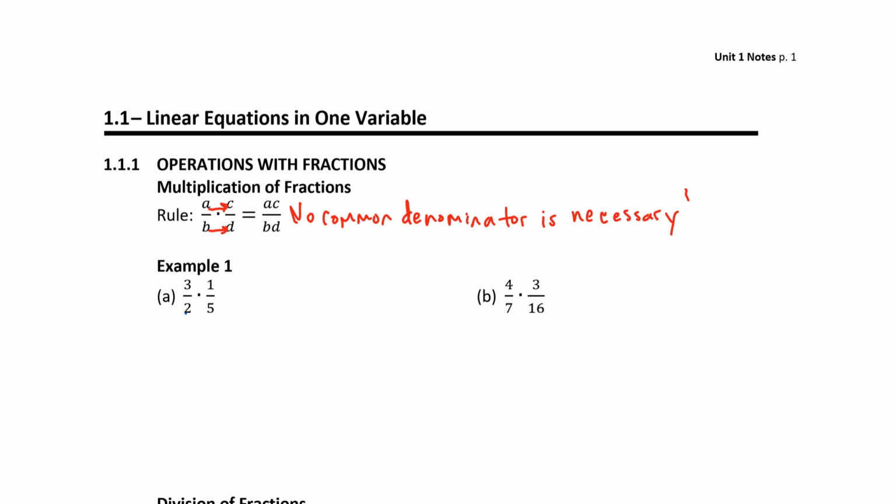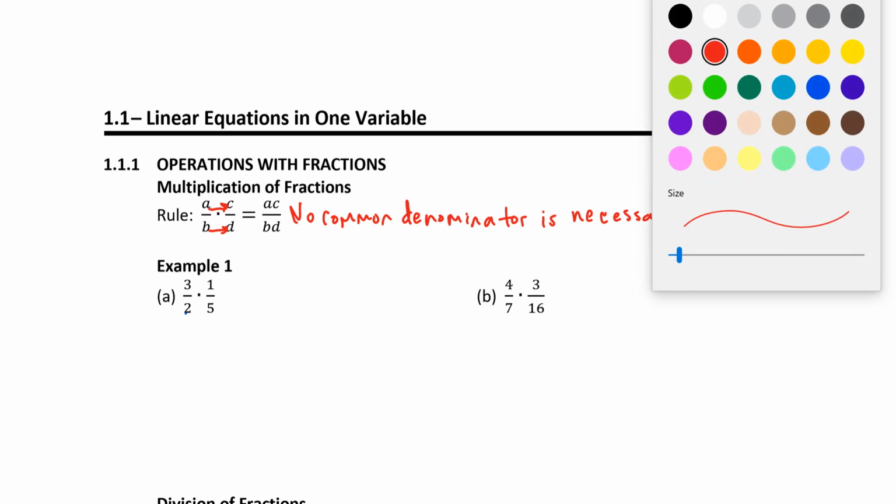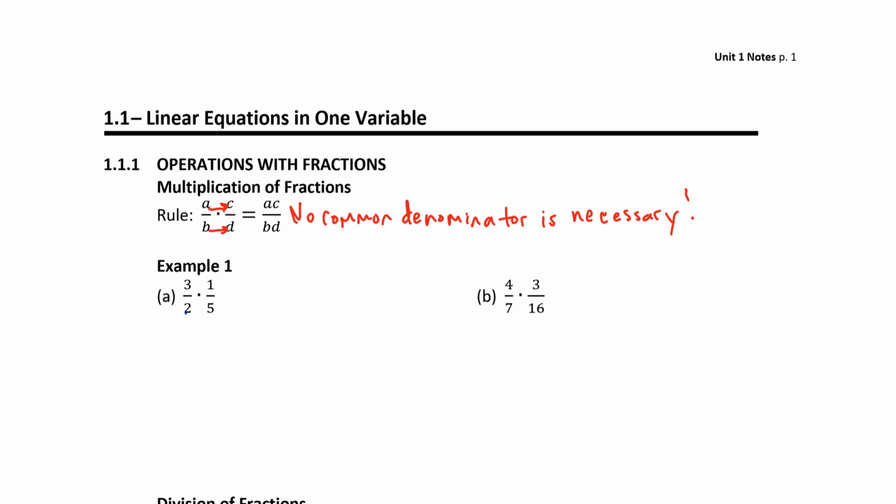That makes this operation a piece of cake. So let's try an example. 3 halves times 1/5. We're going to multiply straight across the numerators. 3 times 1 is 3, and straight across the denominators. 2 times 5 is 10. And we end up with 3/10. That is the correct answer. It is in reduced form, and so we'll leave it at that.